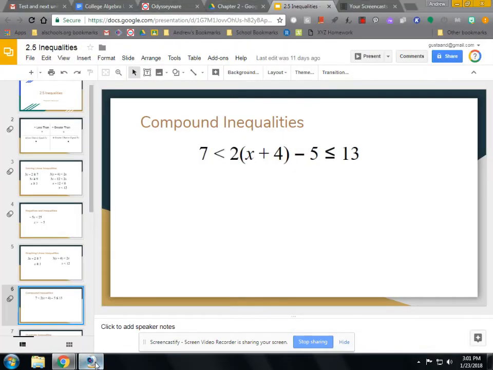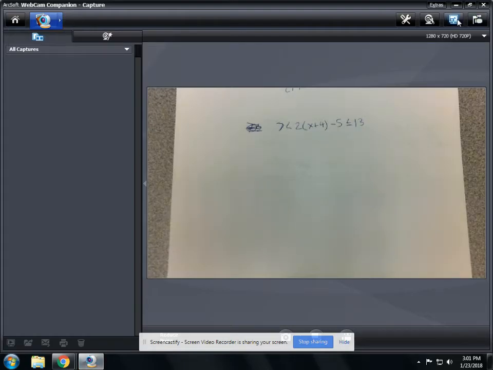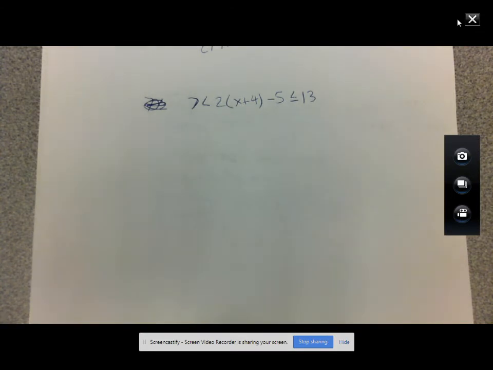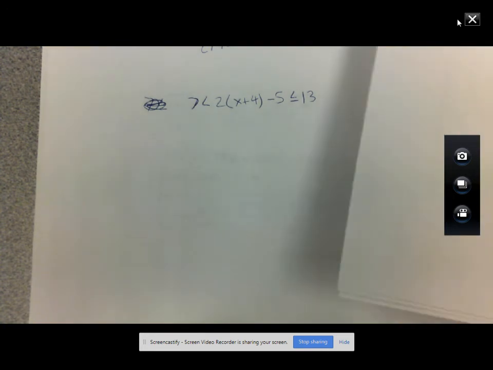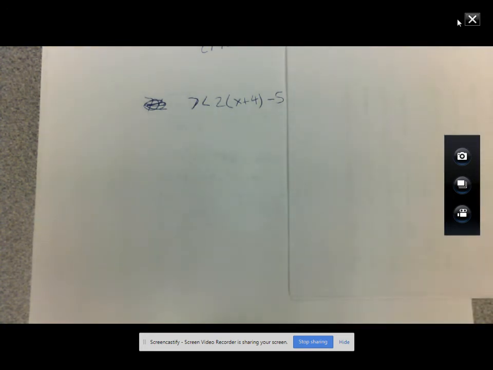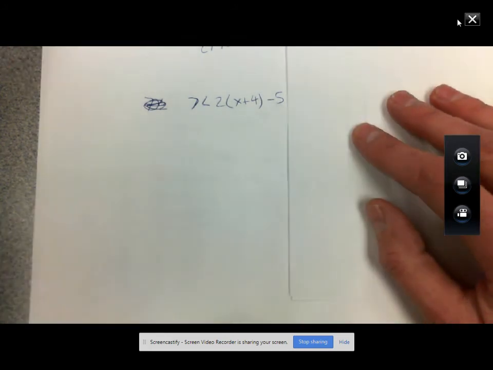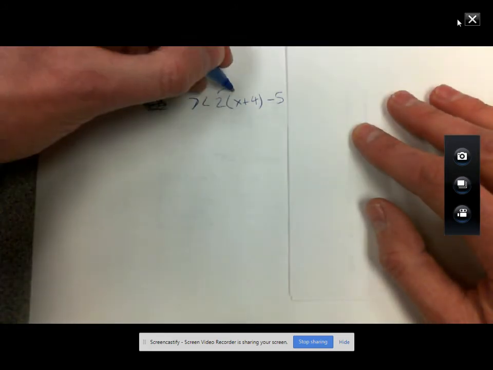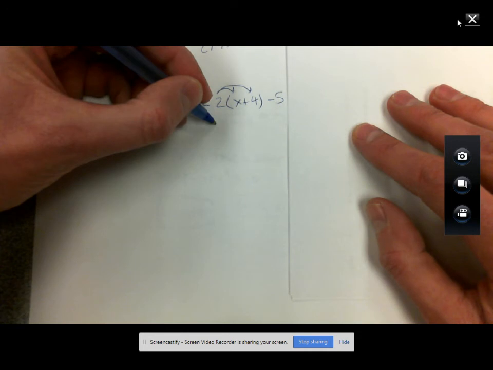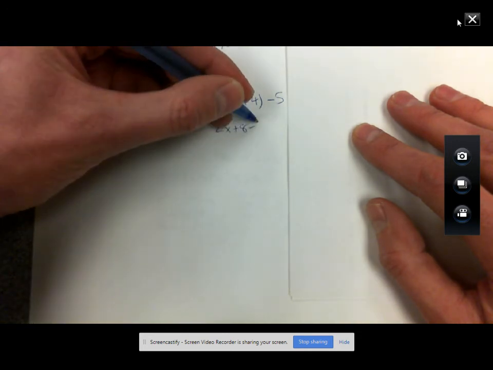Escape out and move over to the document camera again. The way we're going to solve this is we are going to ignore half of it to start with. Ignore that half, and I'm going to solve this as if that other half wasn't there. So I'm going to distribute through the parentheses. There we go. I get 2x plus 8 minus 5.